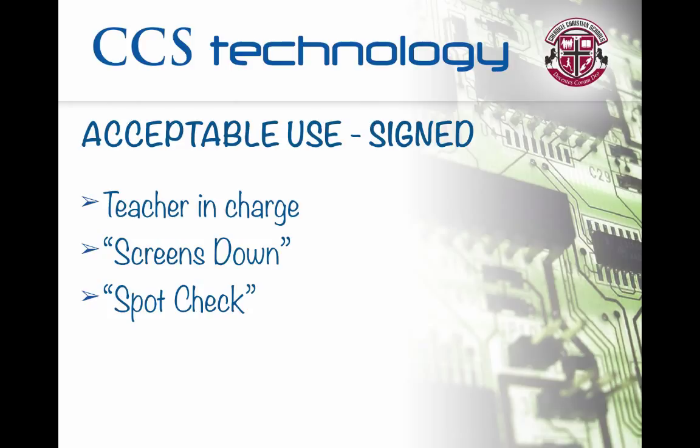Another phrase is "spot check." The teacher may say at times during the class, spot check. That means you turn your device around immediately so the teacher can see what's on your screen. This doesn't mean hide windows before you turn it around. It doesn't mean pull up something else before you turn around. It means spot check: instantly turn your device around so that the teacher can see what you're doing.